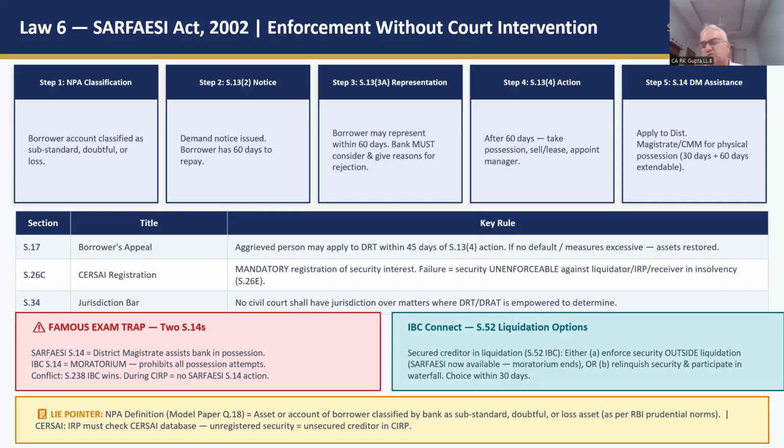But as soon as CIRP is over and the company goes into liquidation, then the secured creditor, as per section 33 subsection 5, read with section 52, has two options during liquidation. He can either enforce the security interest outside the liquidation, right? So SURFACE is now available because the moratorium has ended. Or he may opt to relinquish the security and participate in the waterfall, and he has to exercise this choice within a period of 30 days through the claim form in column number 8A, right? This we have already read.